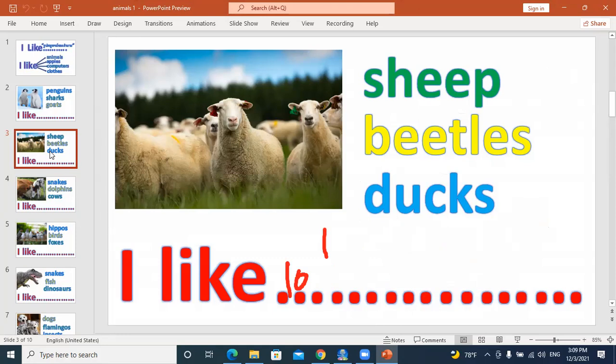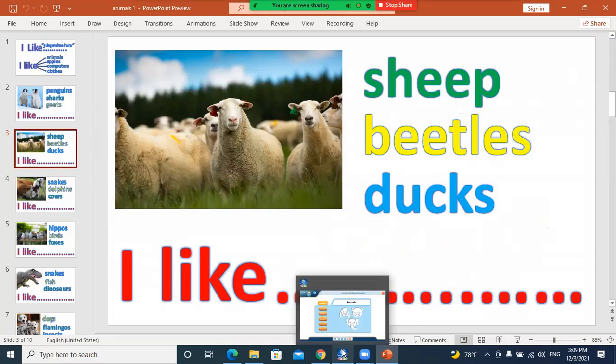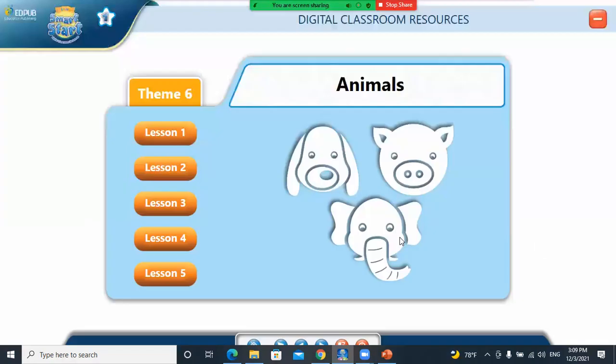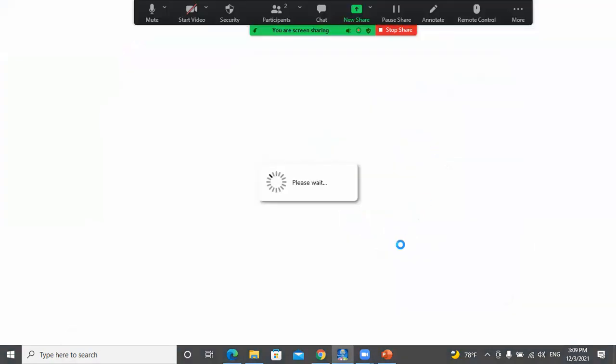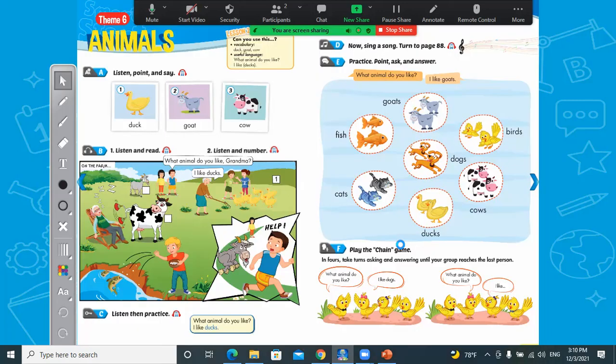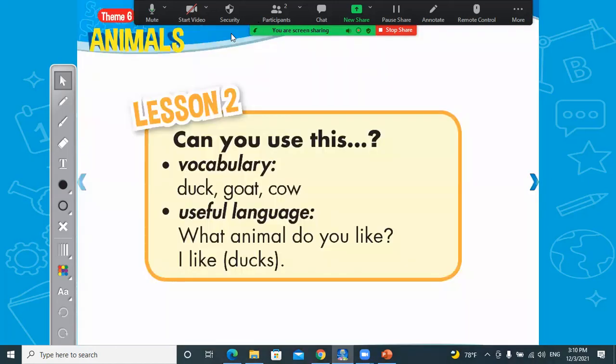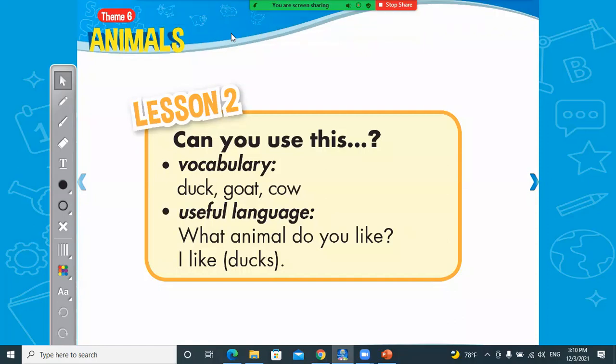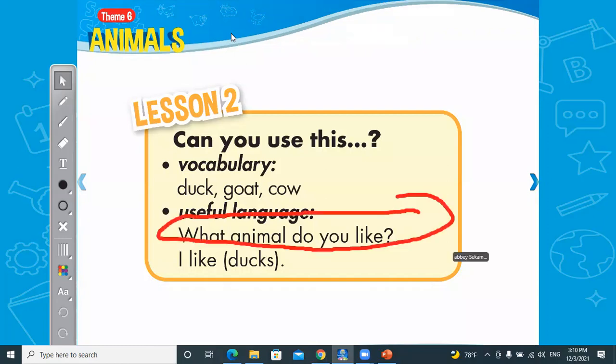All right, so let's get on with lesson 2 very quickly and see what other vocabulary, what other animals there are. I hope you guys enjoyed it. This week, I'm going to ask people to tell me about their favorite animal. And I will do that by asking a simple question. What question? What animal do you like? And then you will be able to tell me what you like using the information from last week.